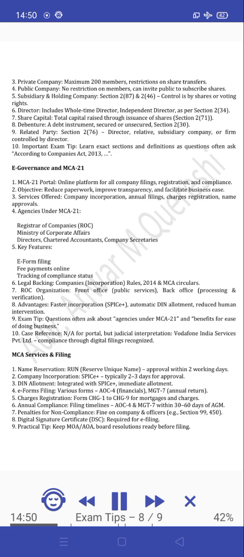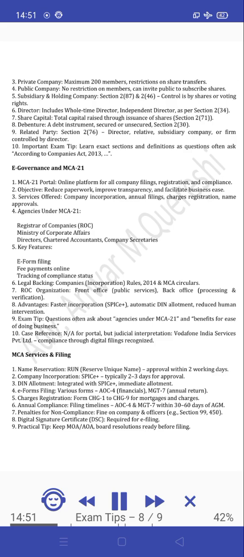E-Governance and MCA 21. 1. MCA 21 Portal. Online platform for all company filings, registration, and compliance. 2. Objective. Reduce paperwork, improve transparency, and facilitate ease of doing business. 3. Services offered. Company incorporation, annual filings, charges registration, name approvals.